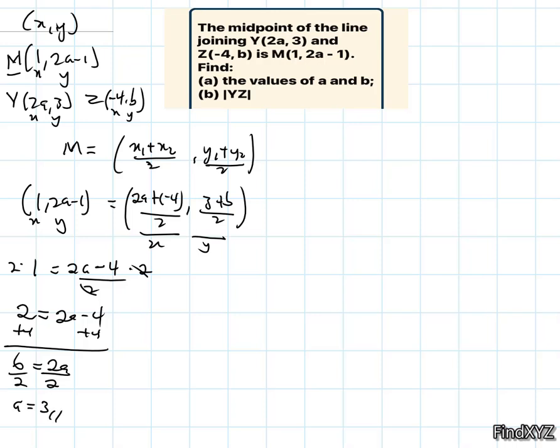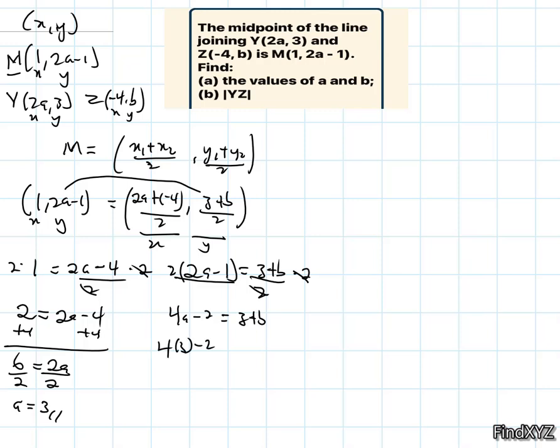Then we compare y. So we can say 2a minus 1 is equal to 3 plus b all over 2. We clear the fractions by multiplying both sides by 2. Then we expand this term. So we have 4a minus 2 is equal to 3 plus b. Then what can we do? We know the value of a. So let's substitute. a is 3. So 4 multiplying 3 minus 2 is equal to 3 plus b. And what is 4 times 3? That will give us 12 minus 2 is equal to 3 plus b. Then 12 minus 2 will give us 10 is equal to 3 plus b. Then we subtract 3 from both sides. Then we have b is equal to 7.